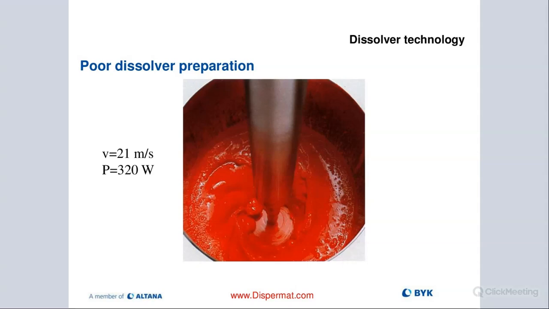So I can probably increase my formulation and increase the viscosity of my material, or increase my milling time. That means I need more time to put the energy into my mill base to really break up these binding forces. Doesn't mean we're not dispersing. It just means it needs more time because we're only putting in 320 watts of energy.